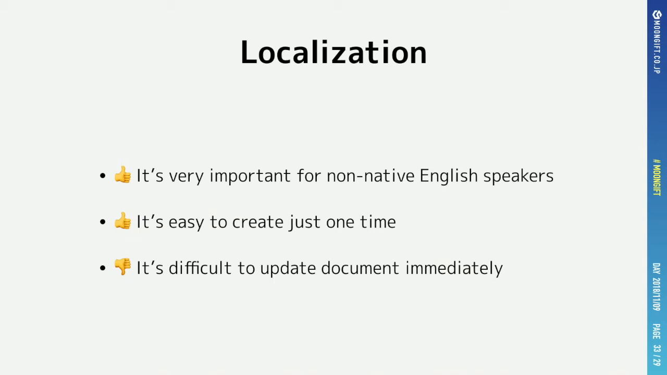So if you want to transfer information about your APIs to non-native English developers, you should translate your documents into their native language, like Japanese, German, Chinese, and more. At that time, you should consider updating documents carefully, very, very carefully. One-time translating is very simple and very easy, but constantly updating is very difficult. So many companies give up.